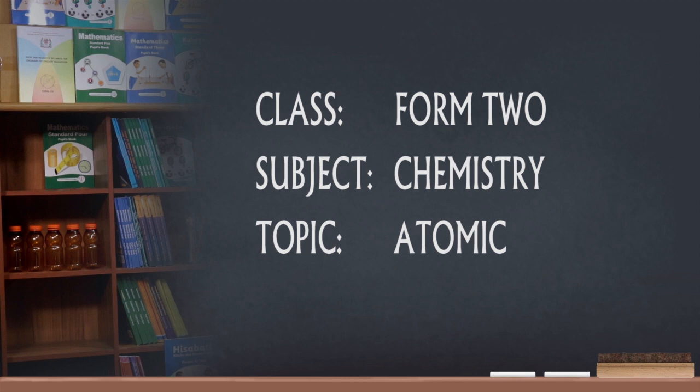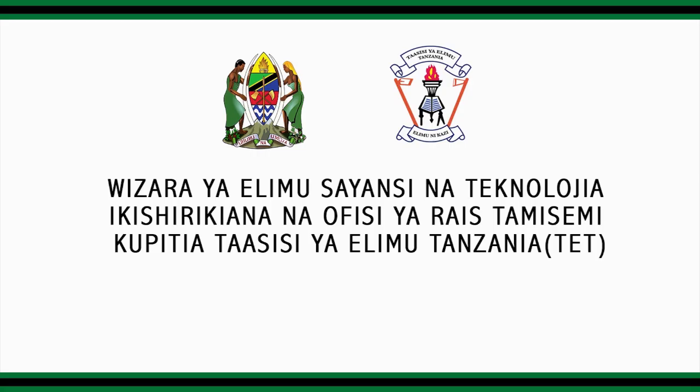In our lesson today, we are going to learn about atom, atomic structure, and the characteristics of subatomic particles. Can you define what is an atom? An atom is the smallest unit that takes part in a chemical reaction. The atom retains the properties of an element. Examples of atoms are oxygen atom and sodium atom.